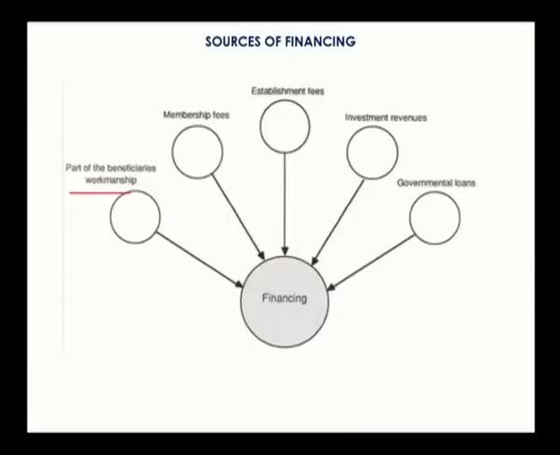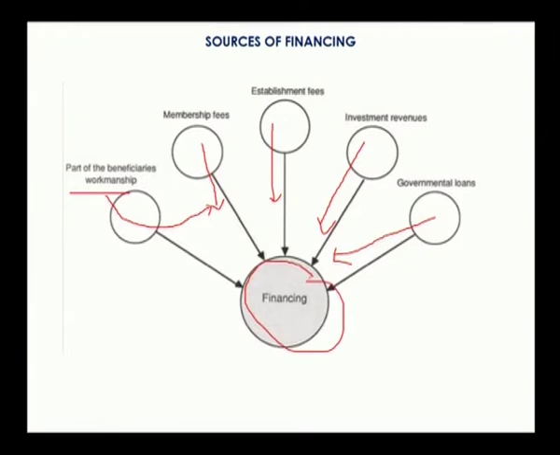So, a part of their income would be taken in the form of community funding. Membership fees will be collected, a part of their income put in as a membership fee, an establishment fee for the community. Then investment revenues, if some public or private investor is willing to do it, and governmental loans could help. So, all these five put together help in financing these schemes.